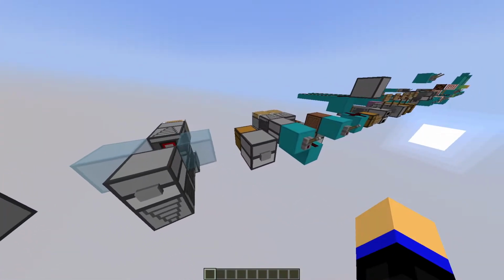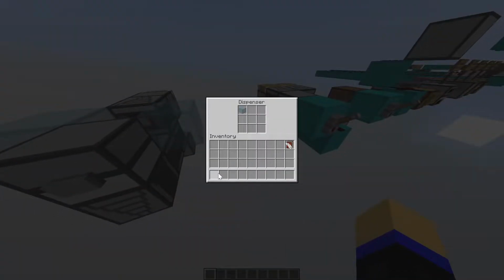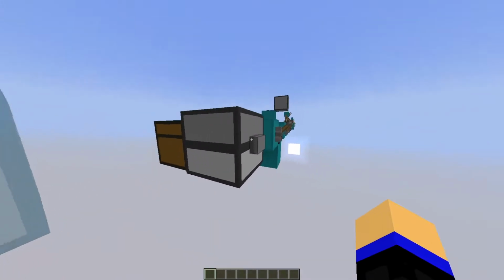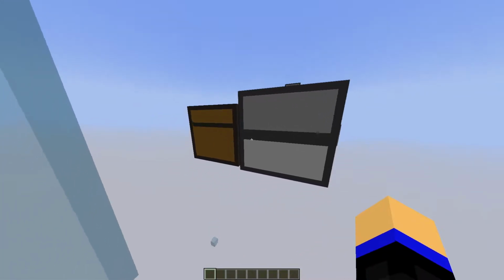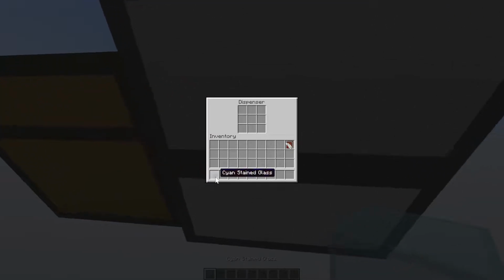And then another property of the dispenser is that it doesn't transfer items to another container adjacent to and pointed by it. It rather drops it like an item instead. So for this one, it just goes down. The cyan stained glass just doesn't go into the chest.